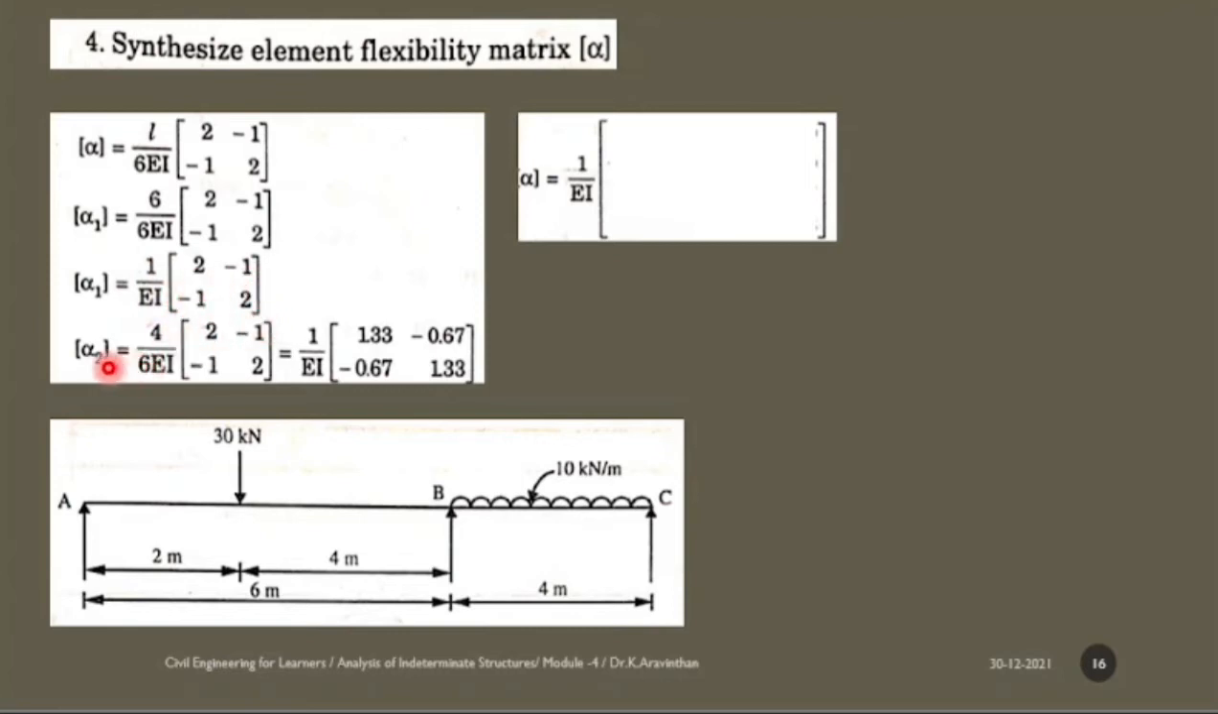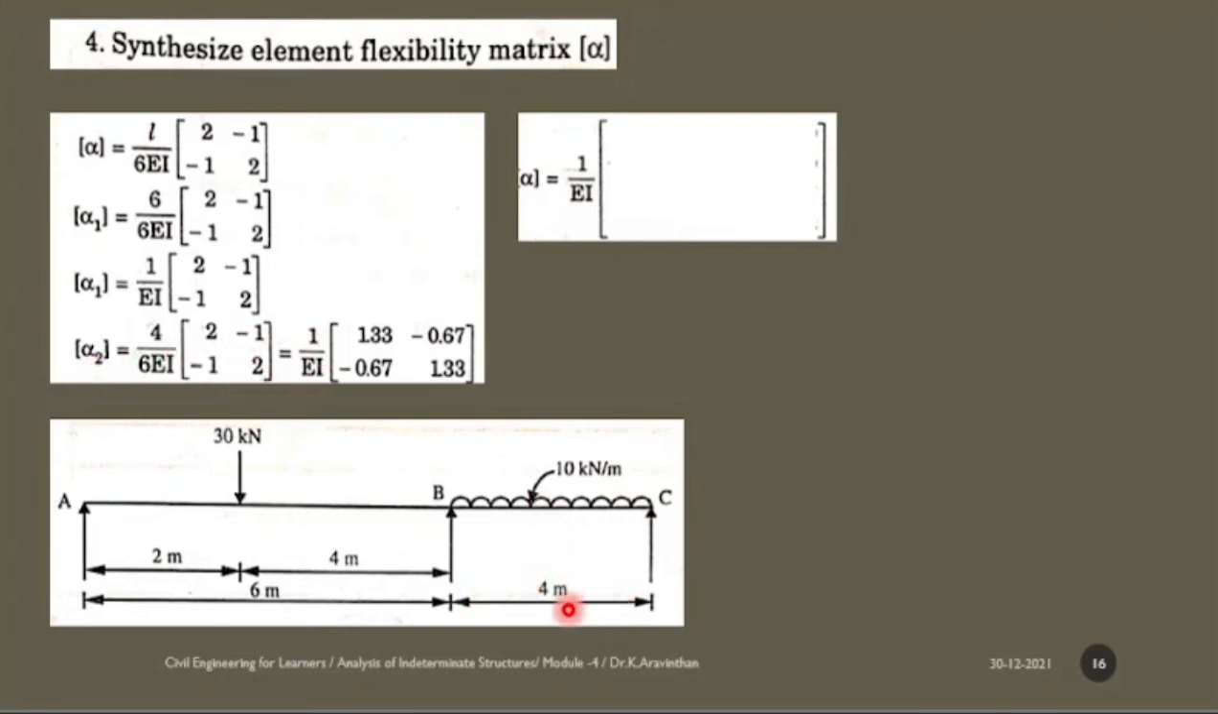And how to find alpha 2, that is the element flexibility matrix. How many elements are here? Only 2 elements in your structure, yes or no? If you have one span, it is considered as one element. That is why in the first step I have indicated there are 2 elements. So if you have 3 spans, the element flexibility matrix will be 3 numbers. You have to find alpha 1, alpha 2 and alpha 3. Now only alpha 1 and 2 is enough.